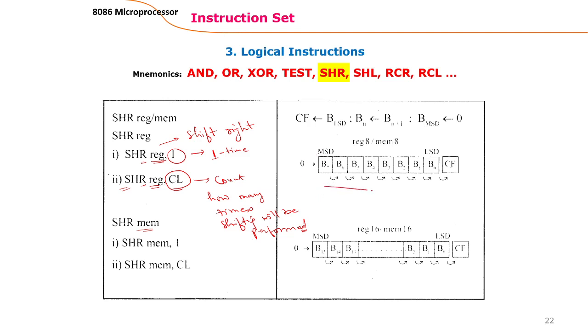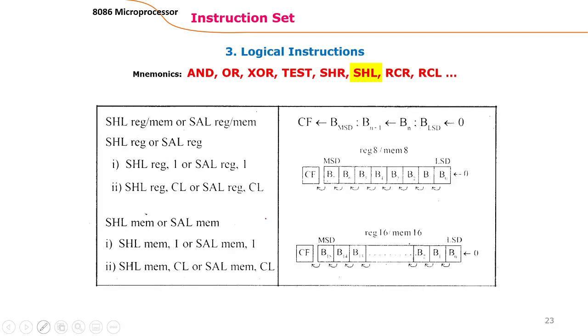The difference here is that if we are shifting right, we are shifting from left to right. This is how the shifting takes place. The LSD, which means least significant digit, will be moved to the carry flag, but the most significant digit will be replaced by a 0. If we are shifting to the right direction, we add 0 on the MSD side. This is indicated by this symbol, similarly for right shift.